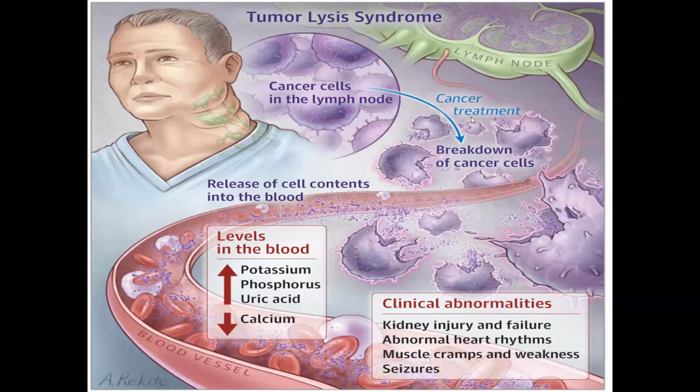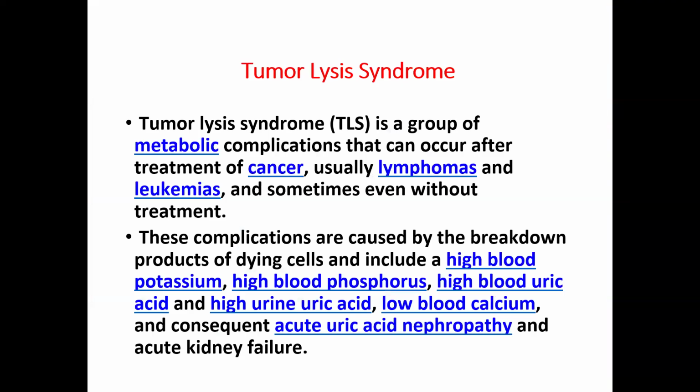Okay, tumor lysis syndrome. A very famous syndrome that we see with tumors that have high cell burden, and they receive chemotherapy. So we see it in lymphomas and leukemias. They are characterized by high blood potassium, high blood phosphorus, high blood uric acid, high urine uric acid. However, the calcium is low. And usually there's nephropathy related to the uric acid here.